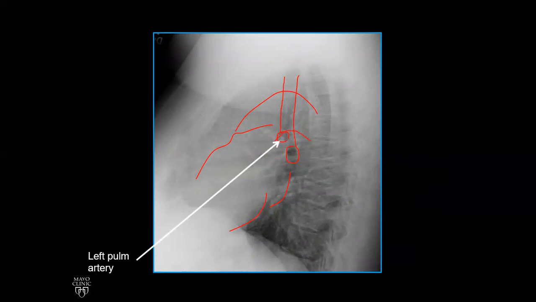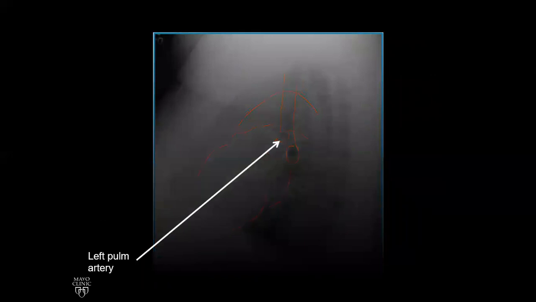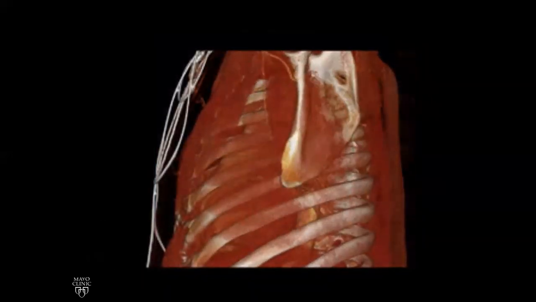How about here? We kind of touched on this before. The left pulmonary artery goes over the left bronchus, right? The left pulmonary artery runs over the left main stem bronchus. And it's not going to usually show up on a lateral unless it's abnormal, but we can see where it lives here on this patient. As we peel away to the lateral, and we're going to slowly peel away.